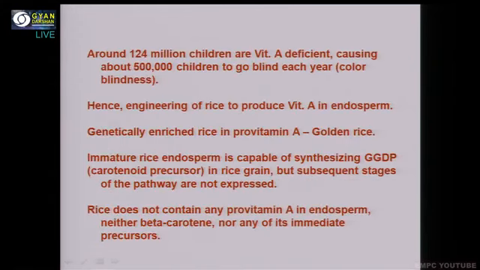What is the utility of vitamin A? You can see the effect of deficiency of vitamin A. 124 million children are vitamin A deficient, and that causes about 500,000 children to go blind each year. And you have color blindness. So therefore it is very much essential that you engineer rice which will overproduce vitamin A in the endosperm.